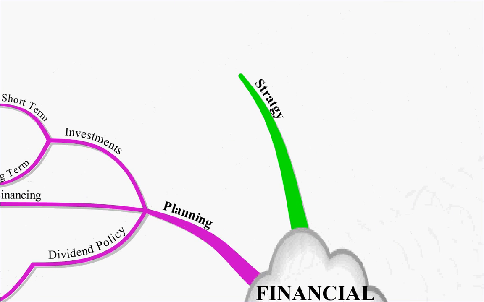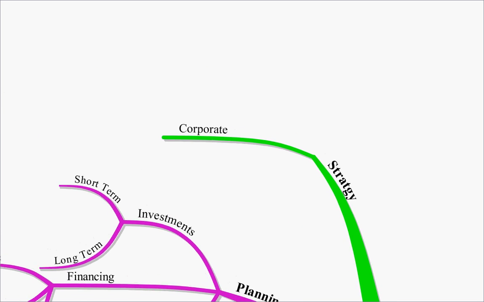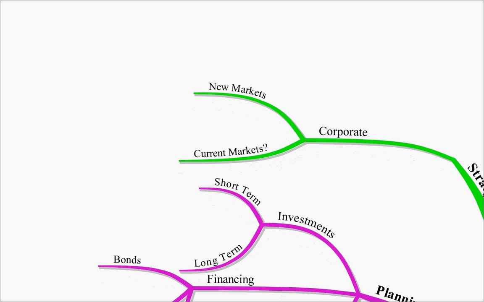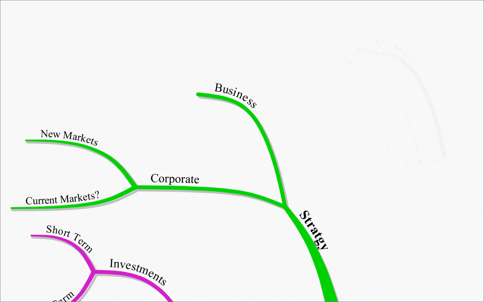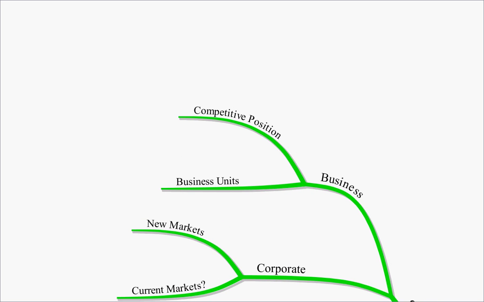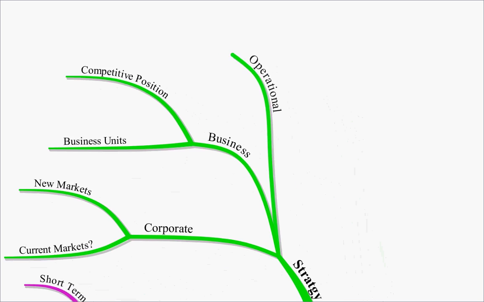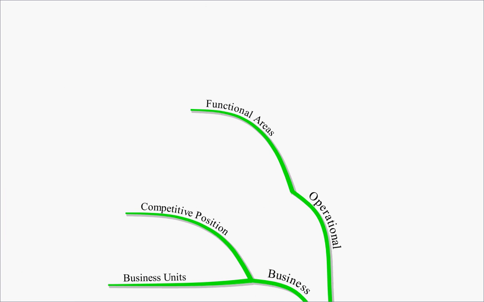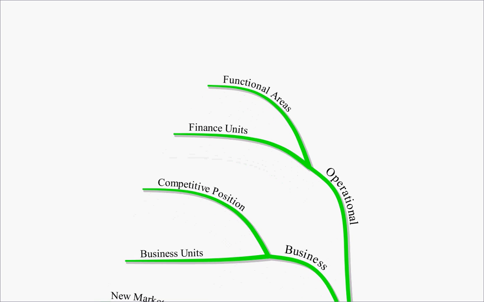We then looked a little bit at the strategies a firm might follow and split them up into corporate strategies, which will focus on new markets or the current market that you're in. Business strategy, which looks a bit more closely at the business units and your competitive position. And operational strategy, which is mostly concerned with the functional areas of the business. As a finance manager, you'll be most concerned with the finance unit.